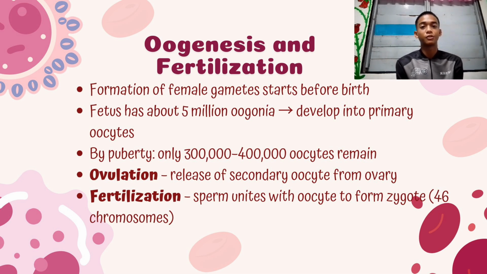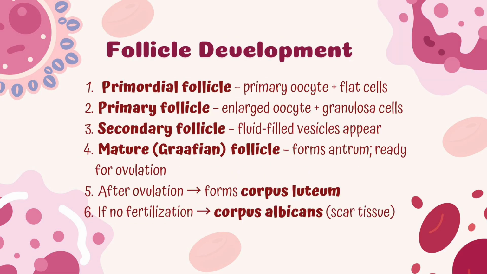Then let's talk about ovulation. Ovulation is the release of a secondary oocyte from the ovary. After ovulation, we have fertilization. This happens when sperm unites with the oocyte to form a zygote, which has 46 chromosomes.